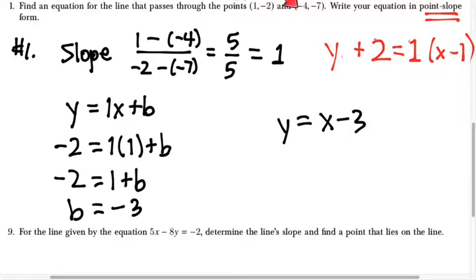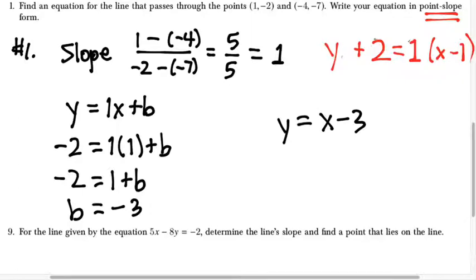What if I chose the other one? What if I put a -4 in for this x coordinate over here and a -7 in there for the y coordinate? It would have been y plus 7 equals 1x. I mean, 1x plus 4. Right, so if I make a different choice, I get a different answer. How's that possible?